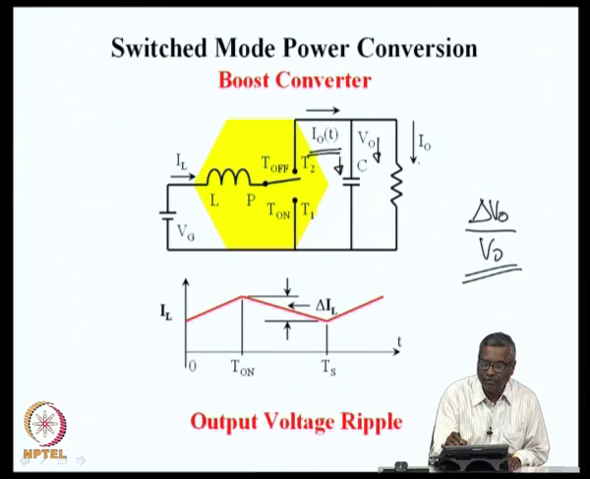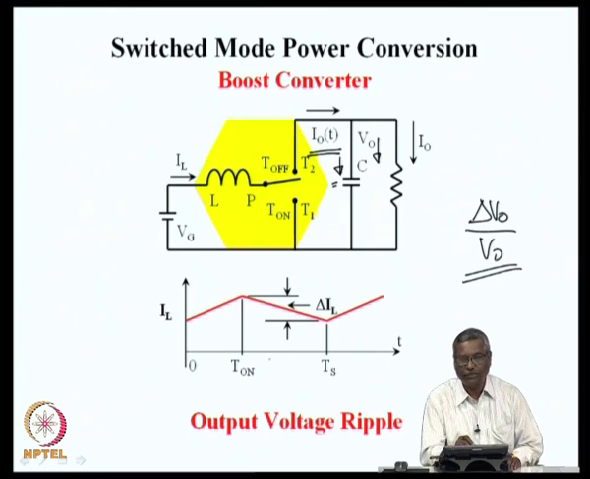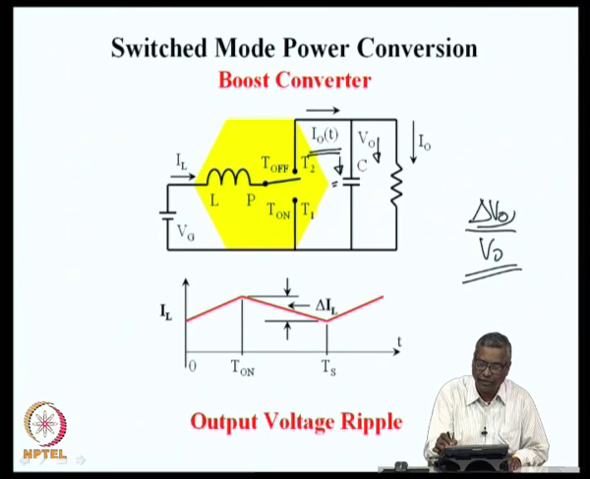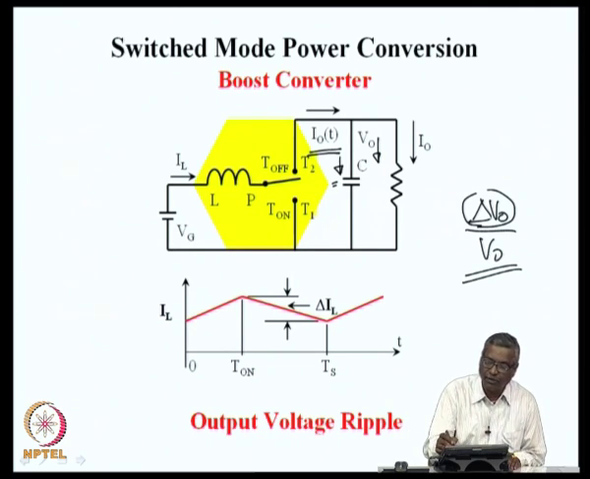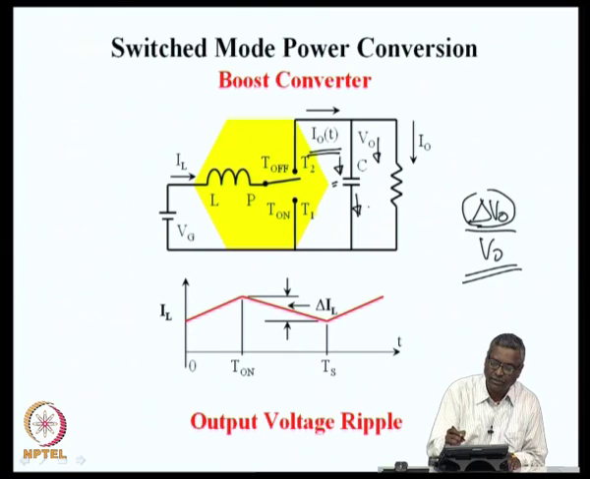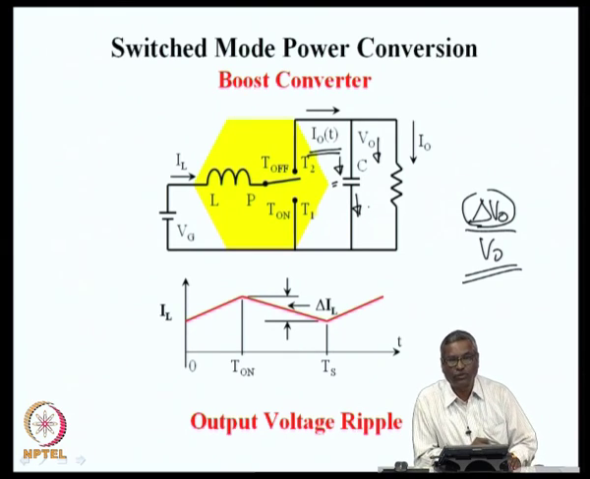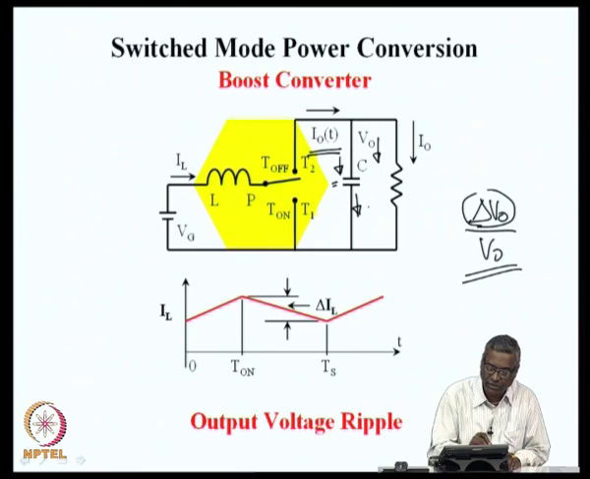The load part will be the average value of I naught. The AC part of the current will go into the capacitor, and that is the one which will produce this delta V naught. Because in any capacitor, if there is no current flowing through that, the voltage across that is constant. So, if there is a switching ripple, there will be a switching current in the capacitor. If the switching current is known, it is possible to find out the switching ripple.